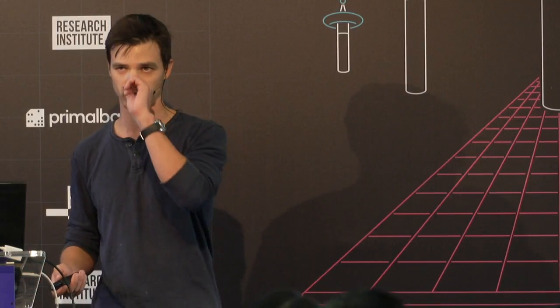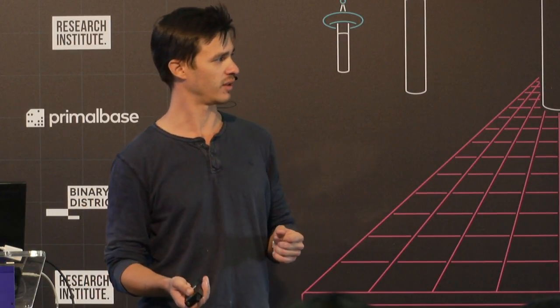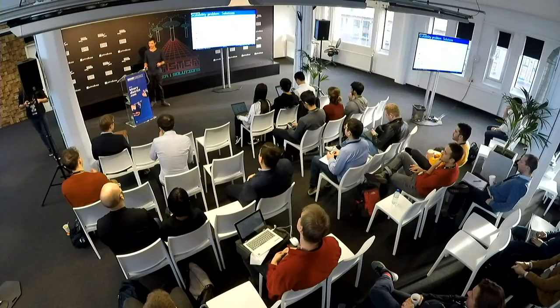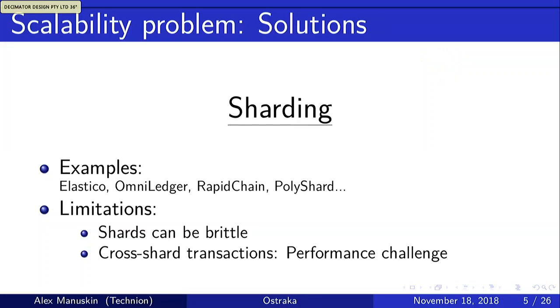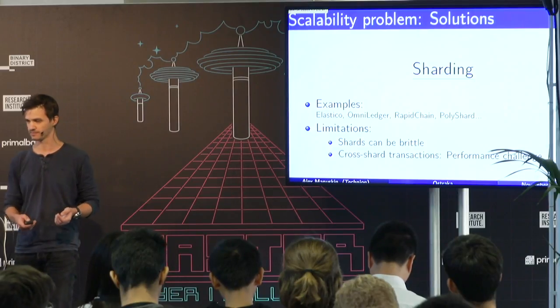But these solutions have several limitations. First of all, shards can be brittle. Some people talked about it, that if the hashing power is split between the shards, one of the shards can be compromised. So now you're corrupting a single shard and by this way corrupting the whole network. Another challenge is the challenge of cross-shard transactions. As the throughput increases, we would likely see more and more transactions that need to communicate between shards, and this becomes a performance problem as well.